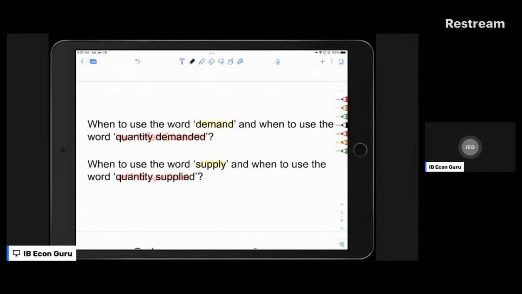Now, the things that shift demand or supply are the non-price determinants of demand or supply. But a change in price will always cause a movement along the curve. So whenever price changes, that causes a change in quantity demanded and/or quantity supplied. The non-price determinants are the ones that shift the curves.